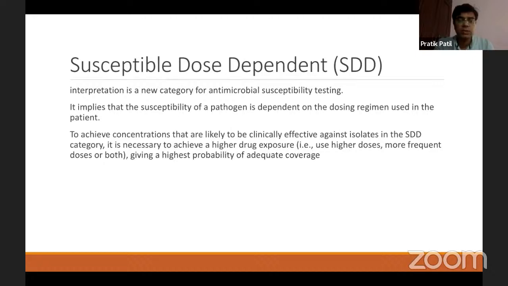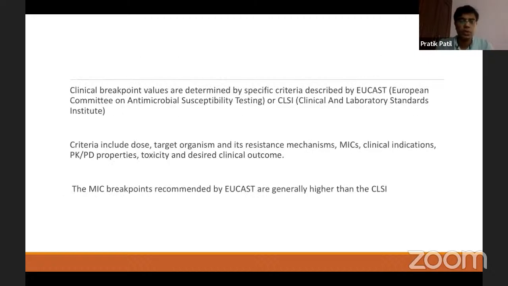Sometimes we see this mentioned in the report as susceptibility being dose dependent. It implies that in such situations, you have to use higher doses to overcome the breakpoint. Now, there are usually two societies or guidelines which describe the breakpoints. One is EUCAST or CLSI. Most of the labs follow the CLSI, but there can be differences based on the antibiotics used. For different antibiotics, there are different cutoffs.